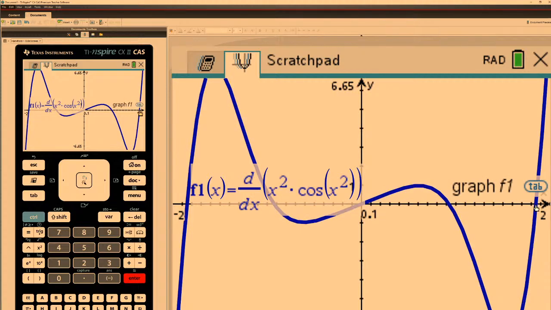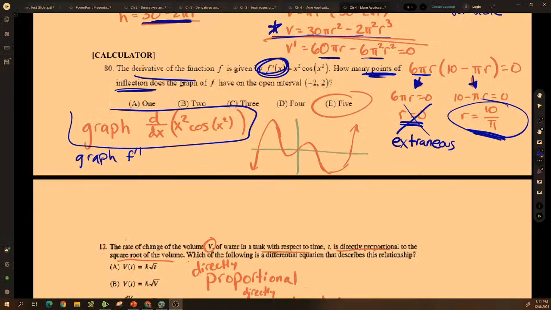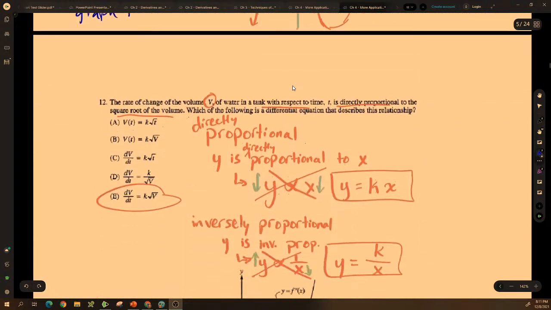Remember that for inflection points, it does need to pass through. So if any of these were ones where it bounced back, it wouldn't work. So our answer is 5, choice E.